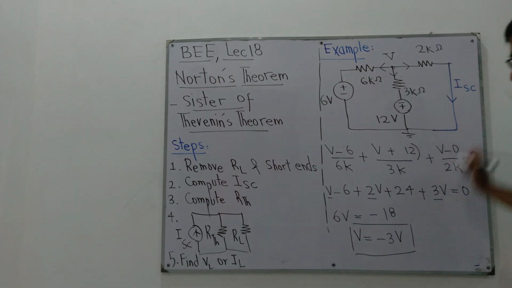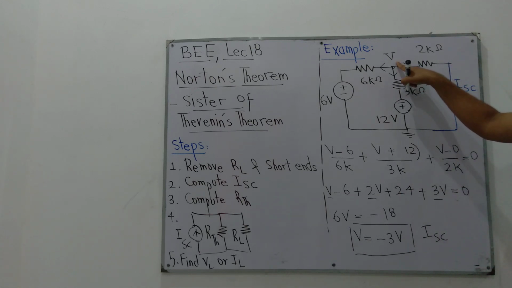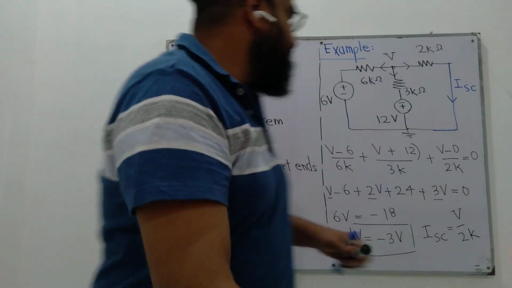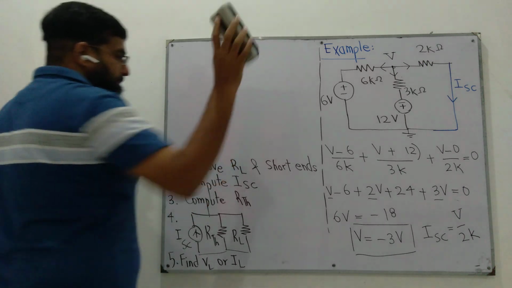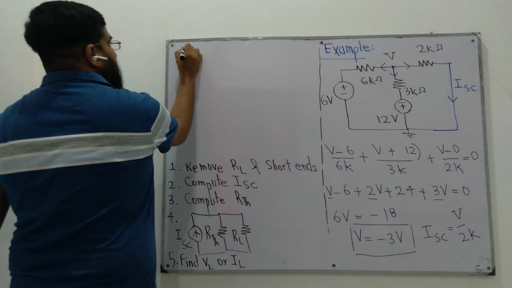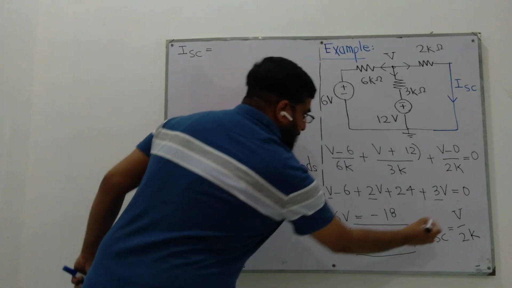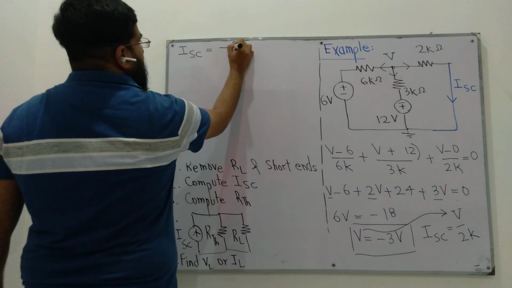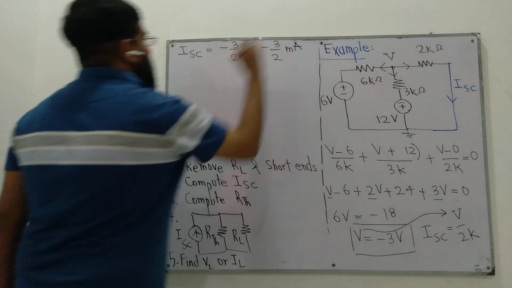But we are interested in ISC, I short circuit, which is the current through this branch. So this would be V minus 0 divided by 2K. The second step is finding ISC. V divided by 2K. Take V from here, minus 3. Minus 3 by 2K, minus 3 by 2 milliamperes.